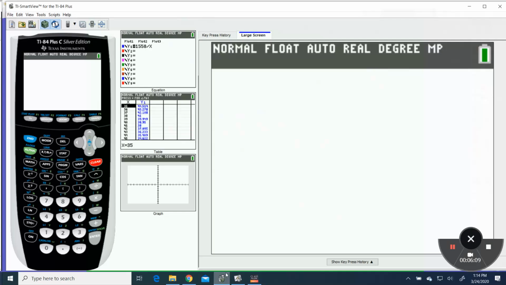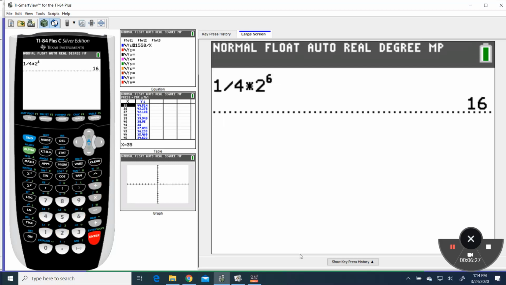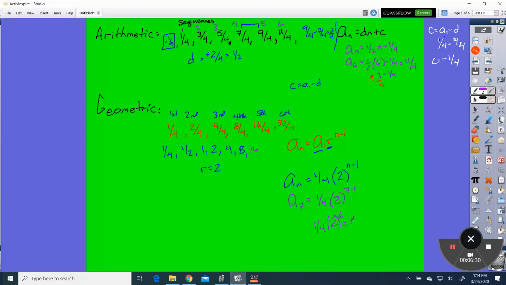So I go to my calculator. 1/4 times 2 to the 6th power. Oh, and it says it's 16, which is what we hoped it would be because that's what it should be. So this will help you find whatever term you're after, and that's the general equation to find any term in that sequence, okay?